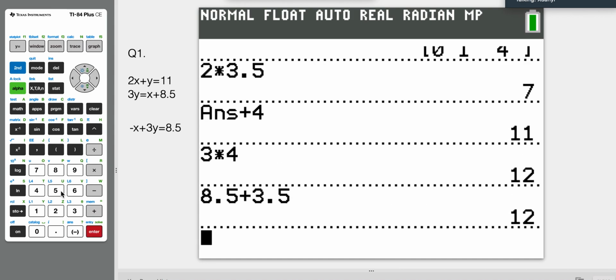So this is our answer. As you can see, I verified that the matrix method does provide us with answers to a simultaneous equation.